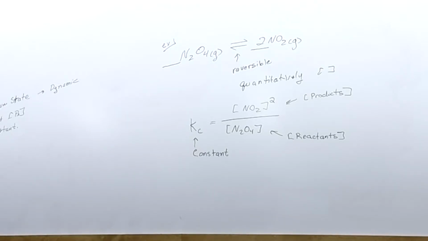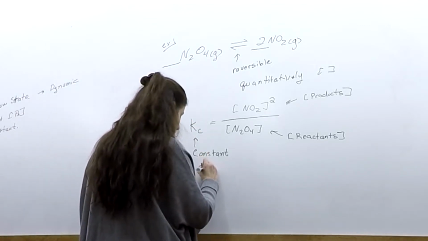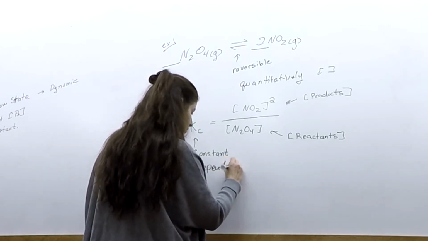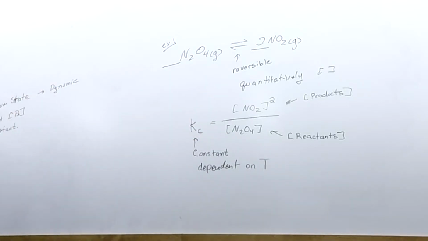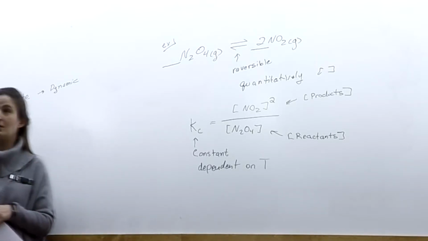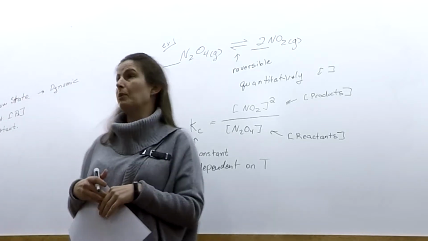We're going to talk about one exception to that, and that is temperature. So this is constant, but it is also dependent on temperature. That is the only condition in which the equilibrium constant is going to change. Changing the concentration of your reactant or of your product will not change that ratio. It will just change where your equilibrium is going to be placed. It tells you which way your equilibrium is going to go.